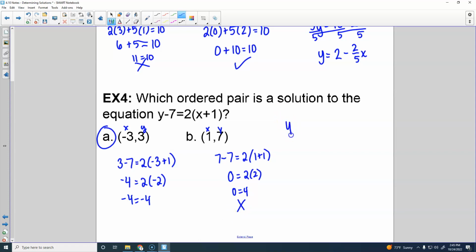How do you graph that? What would I do if I wanted to graph that? You would have to add 7 to both sides, undoing the negative 7. I would, but before I can add 7, let's distribute that 2. So y minus 7 would equal 2x plus 2. And then I could add the 7 to that 2 over there. And so y would equal 2x plus 9. So if you wanted, you could graph that and check to see if the points are on there. Okay? Questions?